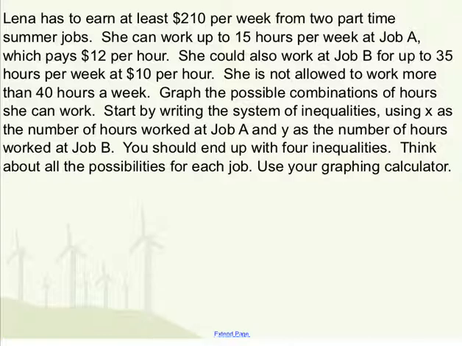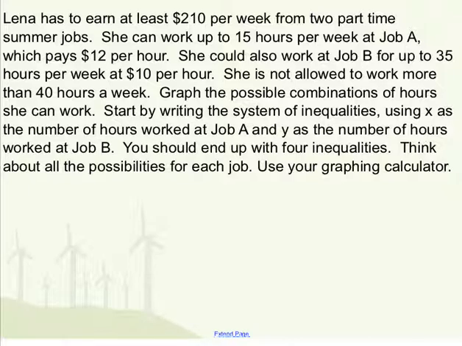The biggest thing here is to make sure that your equations are actually representative of the situation. So we'll look at the first one together, and then I'll show you the second one so you can try it on your own. Lena has to earn at least $210 per week from 2 part-time summer jobs. She can work up to 15 hours per week at job A, which pays $12 per hour. She could also work at job B for up to 35 hours per week at $10 per hour. She's not allowed to work more than 40 hours a week. Graph the possible combinations of hours that she can work.